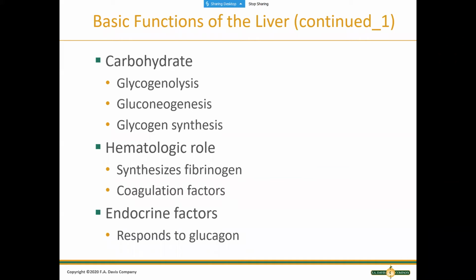The other big thing that your liver does, very important role, is the hematologic role. But basically, your liver makes all of your blood clotting factors. If your liver shuts down, you can't clot your blood anymore.